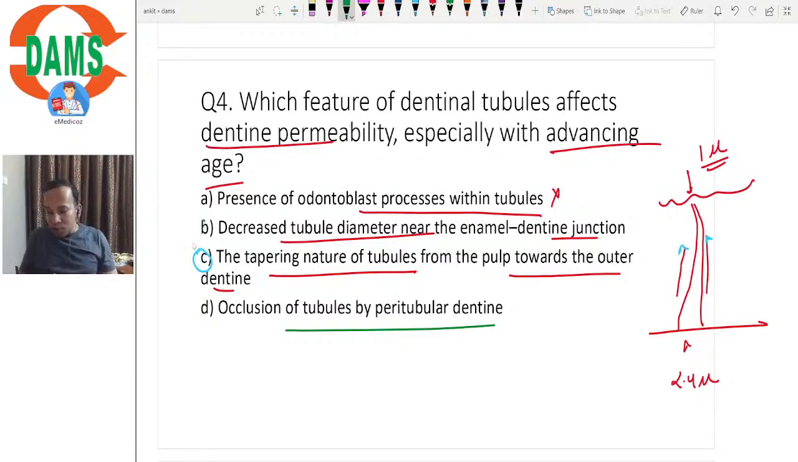Option B is happening because of option D. The narrowing or the decrease in the tubular diameter at the DEJ is because of the peritubular dentine deposition, and that is why option D is better as compared to option B. Options B and D are both correct, but which is better? It is option D.